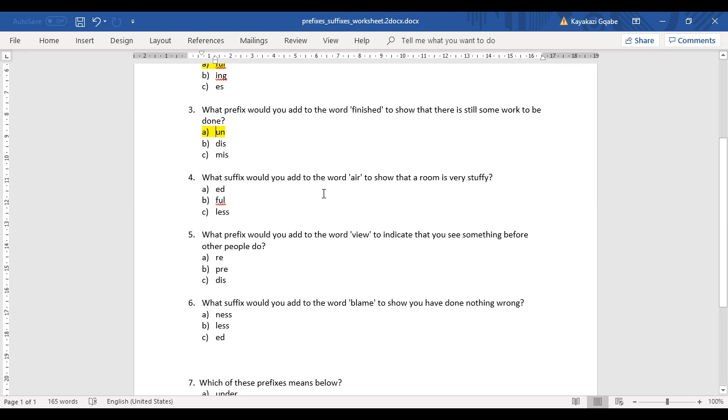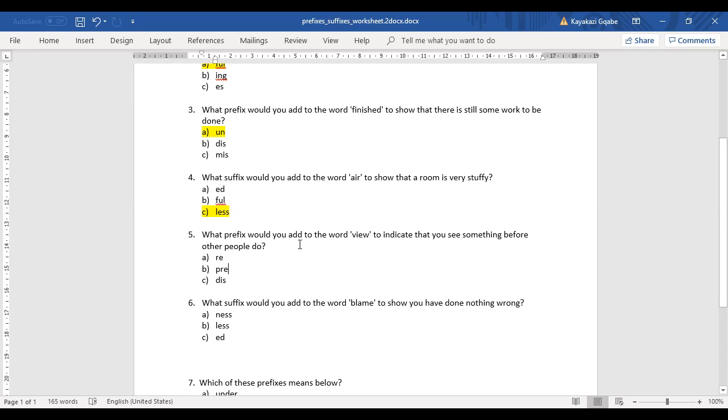What suffix would you add to the word air to show that the room is very stuffy? Okay, so we would definitely not add ed, and we would not add full as well. We would add less. Okay, so the word would be airless. And that would indicate that the room is stuffy and there is no air. Okay, then number 5.